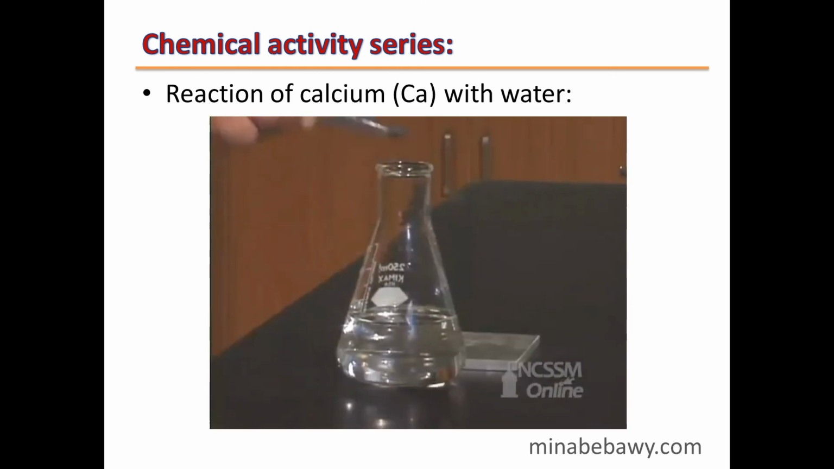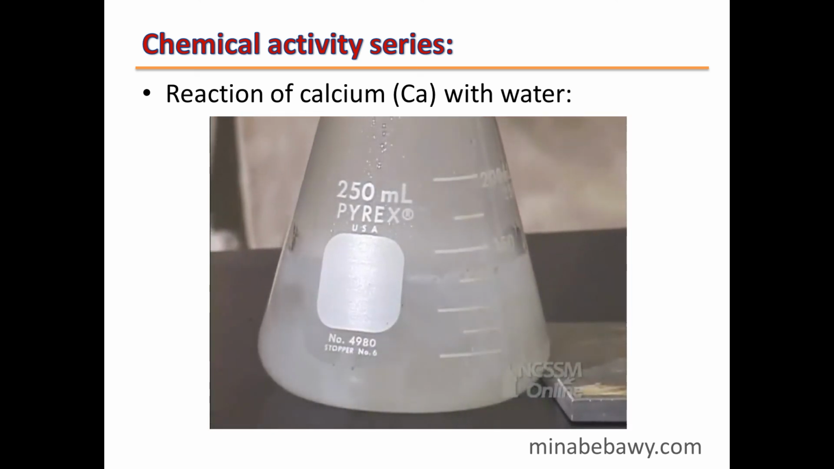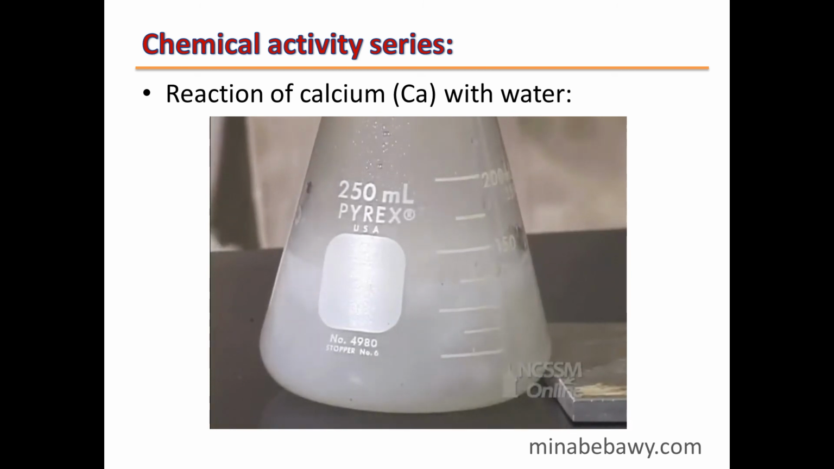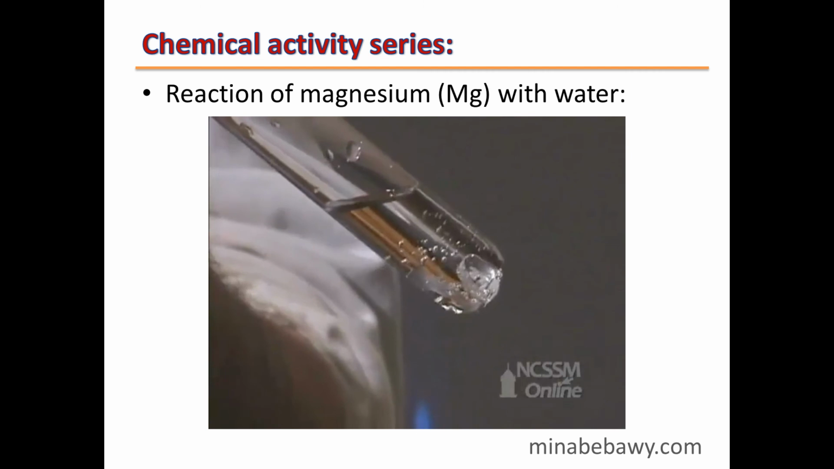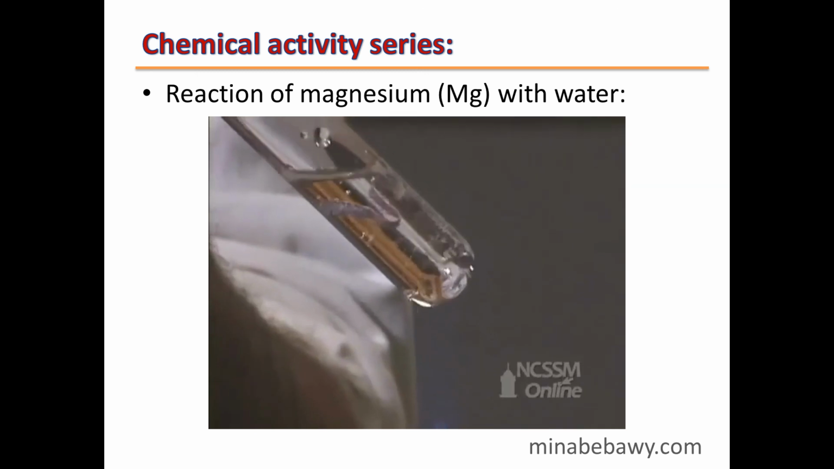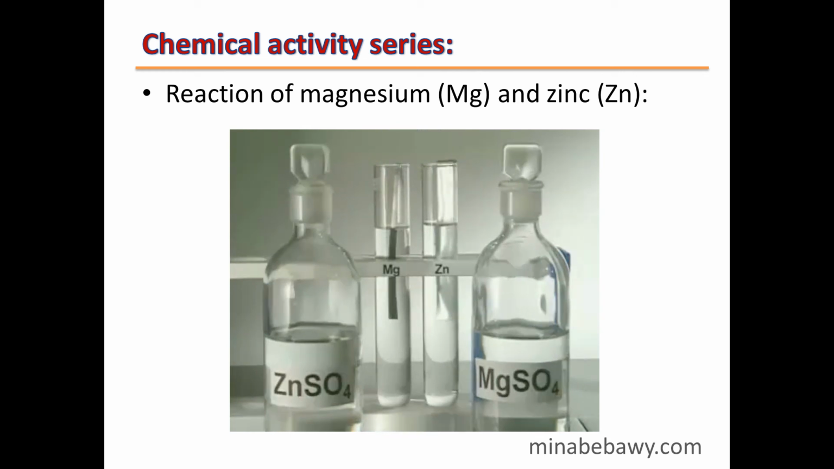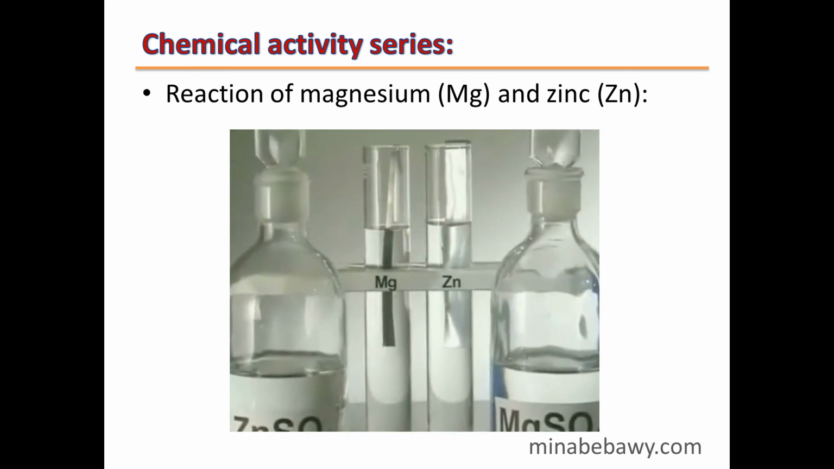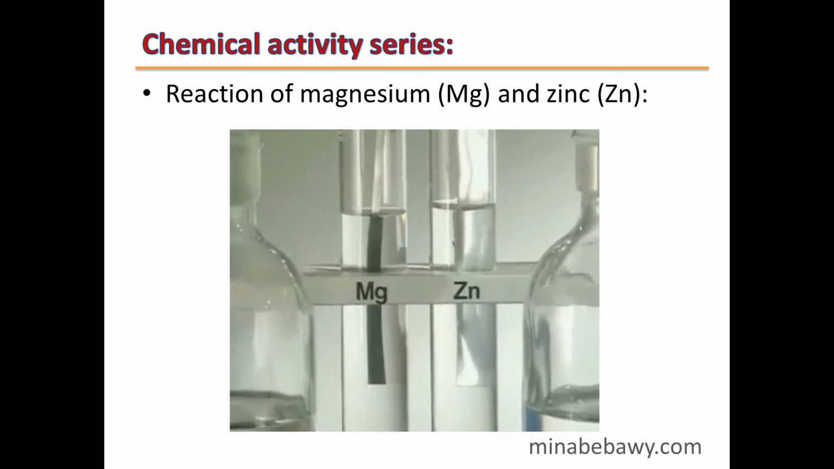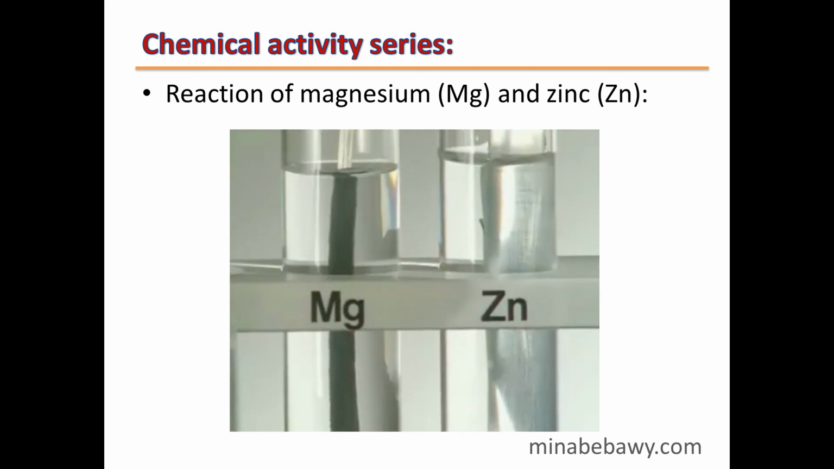The second category is the reaction of calcium with water. As you can see, this reaction is slower than that of sodium and potassium. The reaction of magnesium is much slower than that of calcium. Here you can see the reaction between magnesium and zinc sulfate, and also between zinc and magnesium sulfate. This is only to show the difference in their activities.